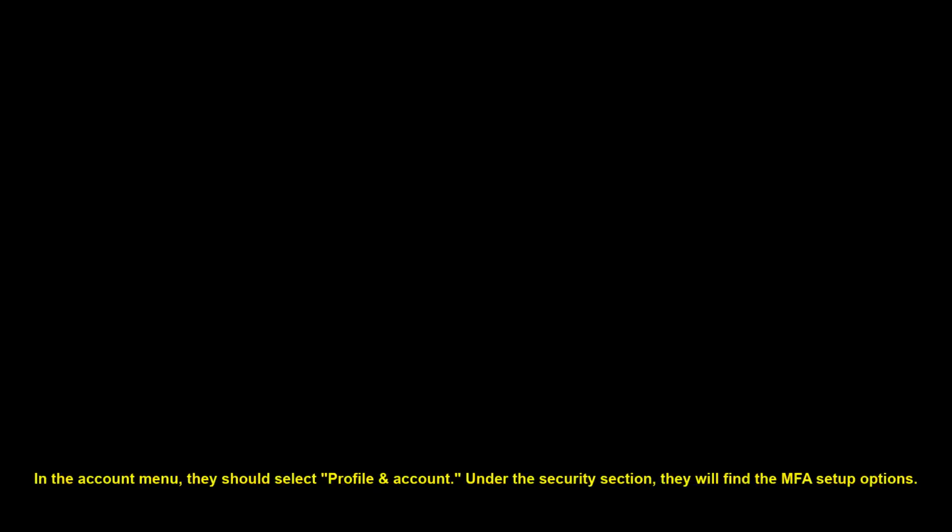Next, notify your workspace members about the new MFA requirement. Provide guidance on how to set up MFA in their Slack accounts. Direct them to their account settings by clicking on their profile picture. In the Account menu, they should select Profile and Account. Under the Security section, they will find the MFA setup options.